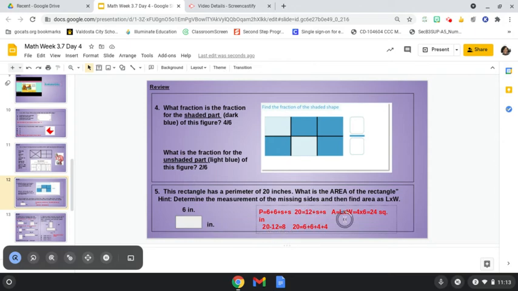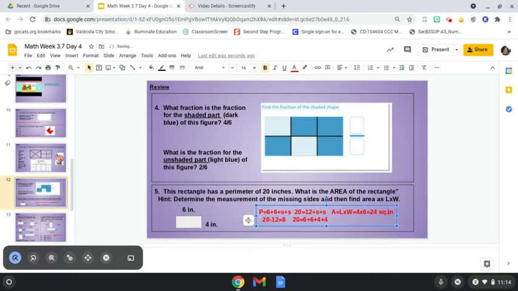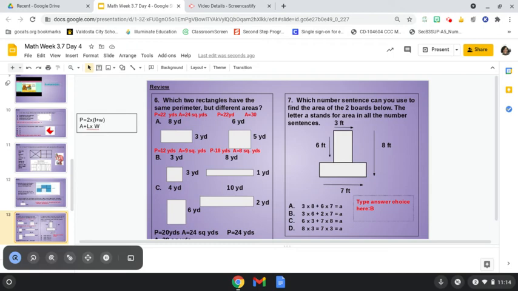And we know we've got two sides, so 8 divided by 2 is 4. So 20 equals 6 plus 6 plus 4 plus 4. So that missing side is 4 inches. Now we can calculate the area. Area is 4 times 6, which is 24 square inches.